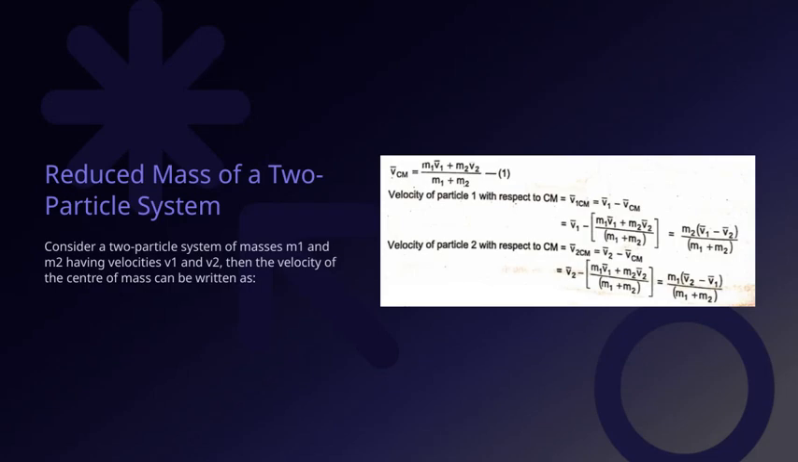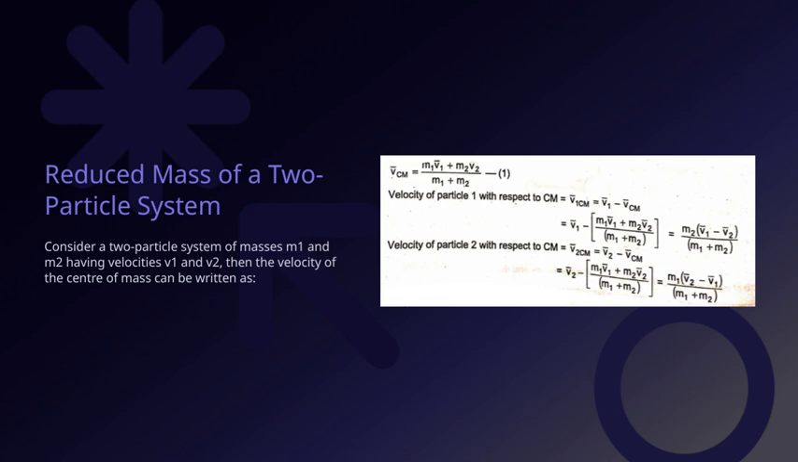Let's consider a simple two-particle system with masses m1 and m2 moving with velocities v1 and v2. Now, when we look at such a system, a very useful concept is the velocity of the center of mass. This is essentially the average velocity of the entire system, weighted by the masses. The key point here is that the velocity of the center of mass depends on both the masses and their velocities. It can be expressed mathematically as the sum of each mass times its velocity, divided by the total mass, m1 plus m2. This idea is fundamental because it allows us to analyze the motion of the system as a whole, rather than focusing on each particle separately.